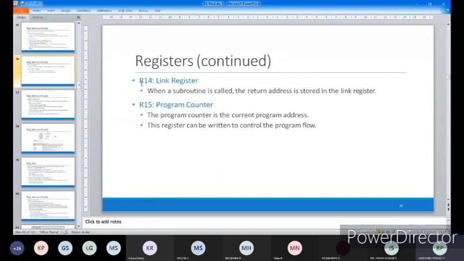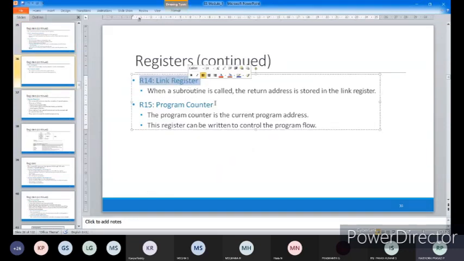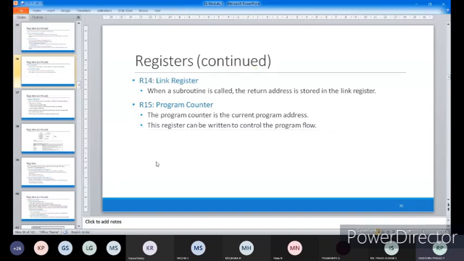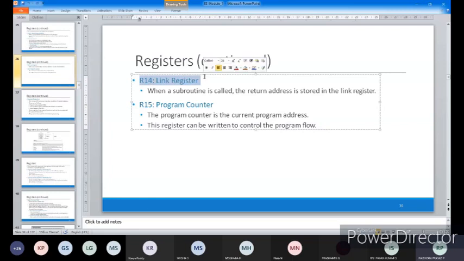Right. R14 is the link register. When a subroutine is called, the return address is stored in the link register. So usually this link register is used for the multiple memory part, and you may know about this term function, process, maybe subroutine. So what you will do, there will be a main program and there will be a sub program. The main program will call the sub program, and after finishing that sub program, it should come back and process the main program. During that time, you can use this link register.